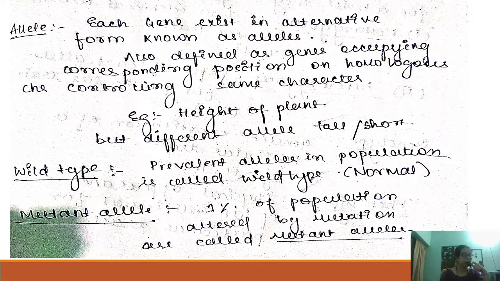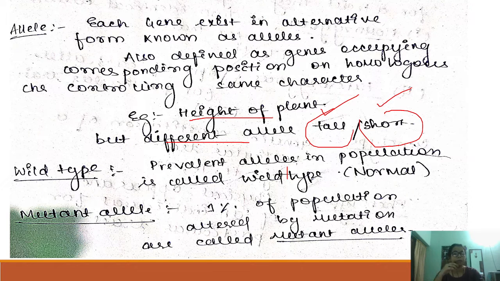Also it can be defined as the genes which occupy the same position on the homologous chromosome and define the same character are called alleles. Why am I mentioning the same character? Because you can see here tall and short define the same character, that is the height of a plant. So the height of the plant has two different allele forms, tallness and shortness. Okay, these are known as the alleles. This is one of the examples. Many other examples are also present.